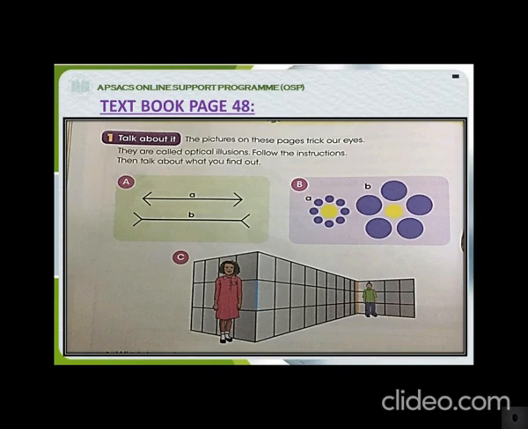Same goes with picture C. I want you to measure the blue and orange lines with your scales, but they don't look equal. Optical illusion is created when you change what's going on around them. That means their surroundings.